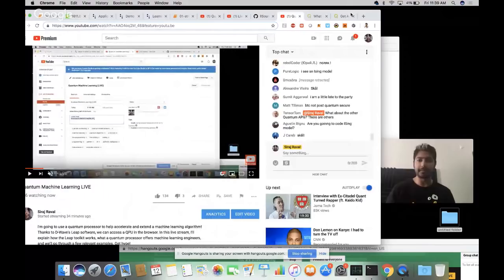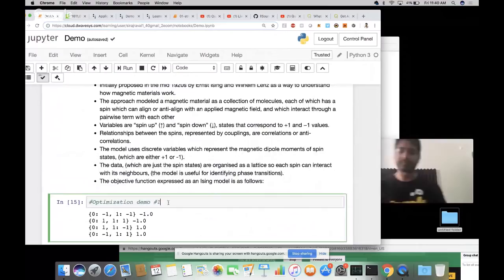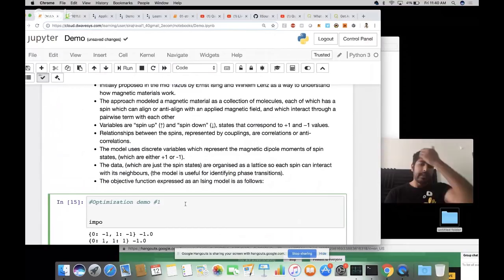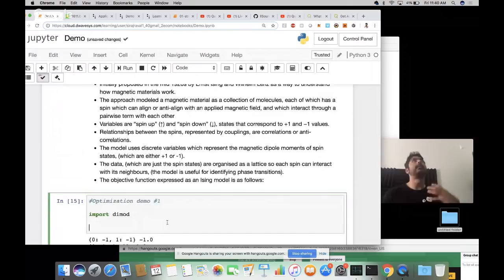All right, let's start coding here. Okay, so here's what we're gonna do. I'm just gonna start coding and then talk about what I'm doing. There is this library called Dimod. Dimod basically lets us build models that are suited for the quantum machine. That's what Dimod does.